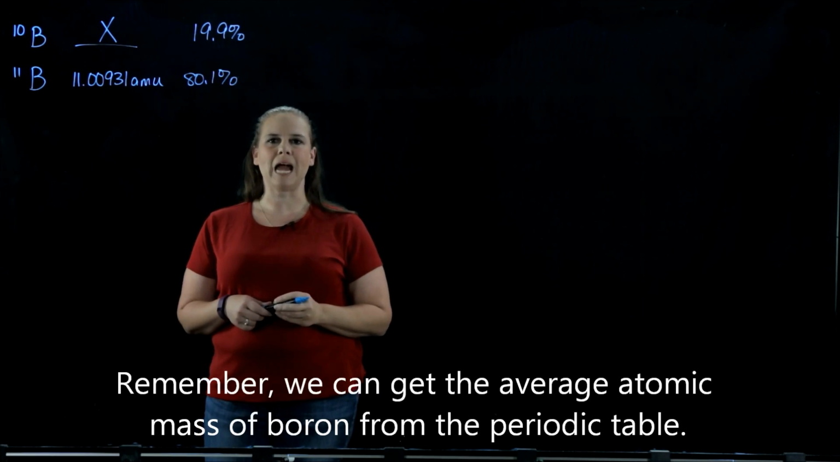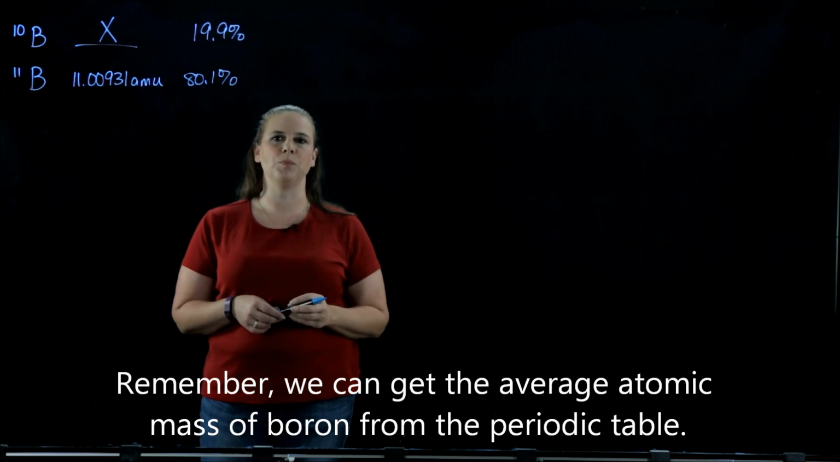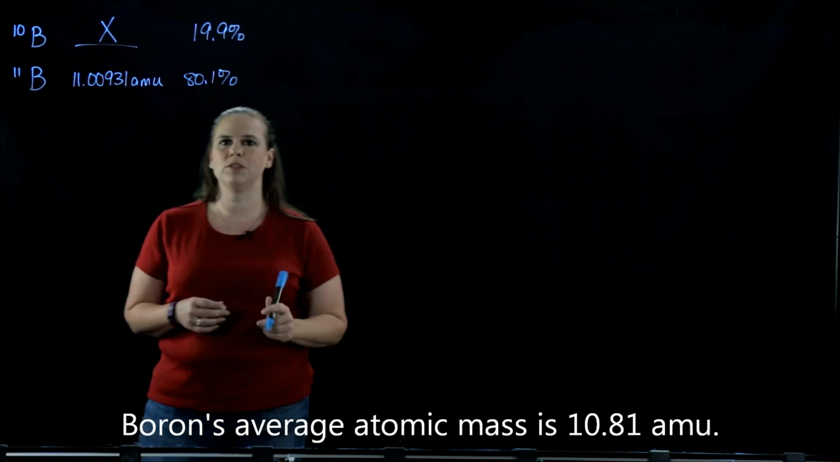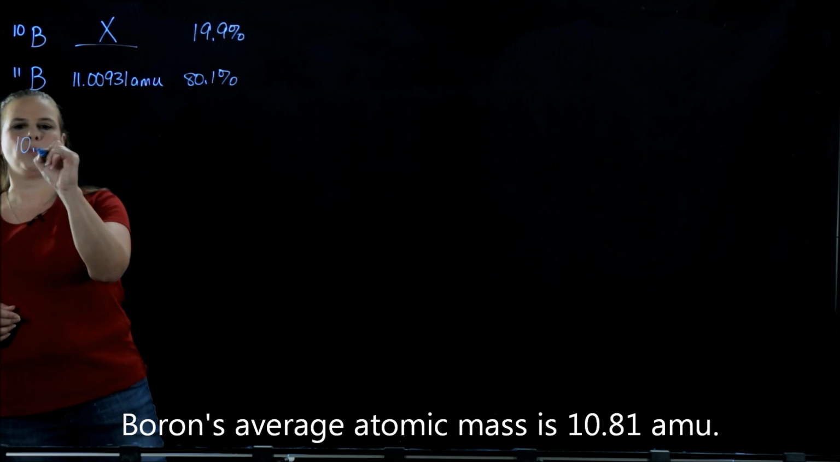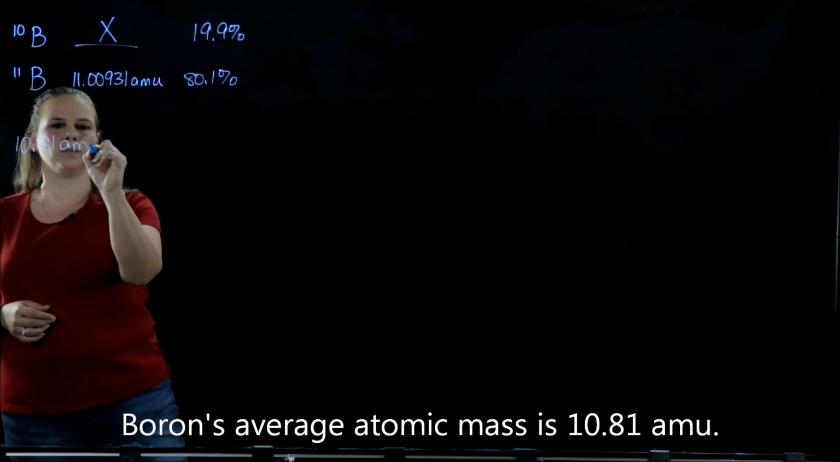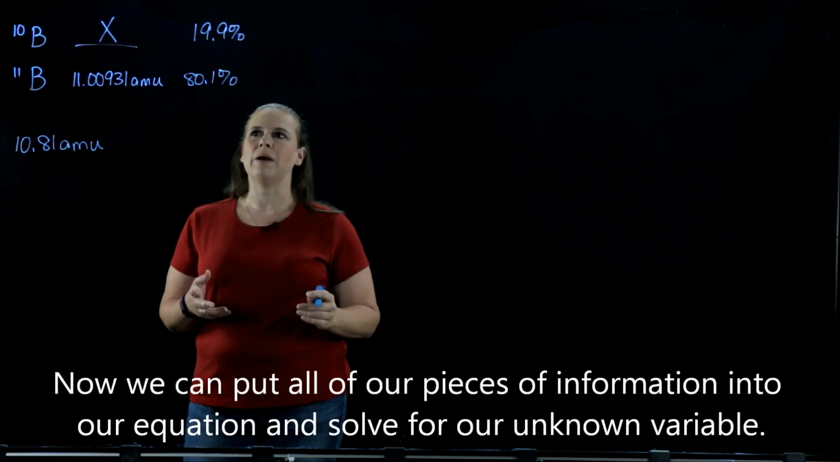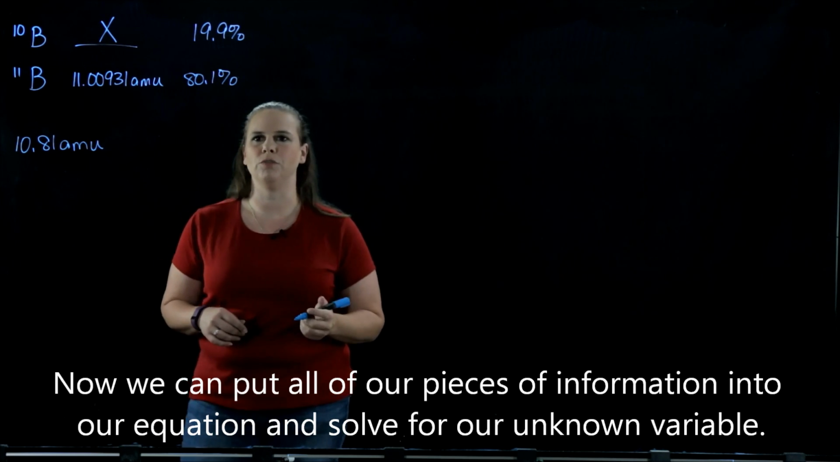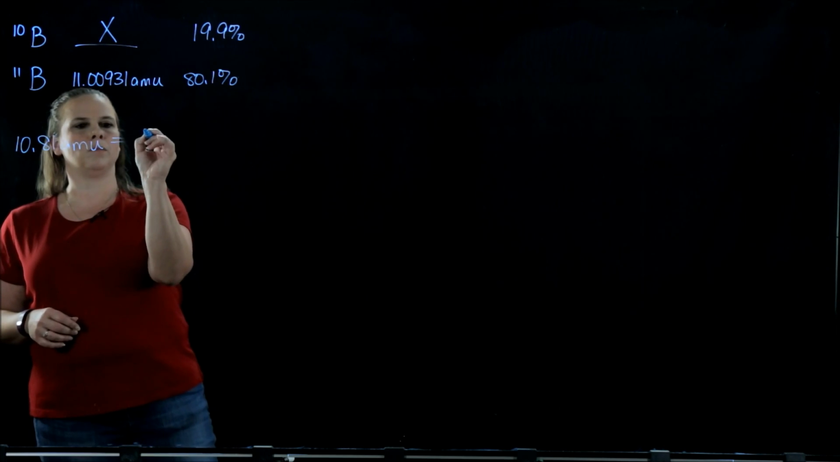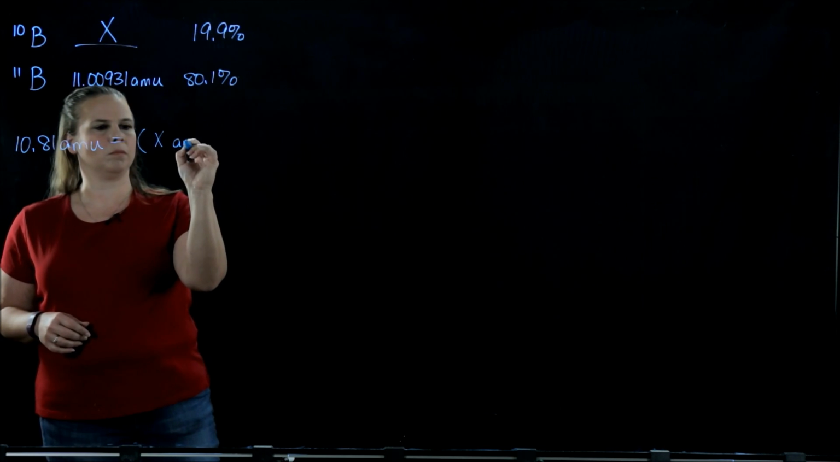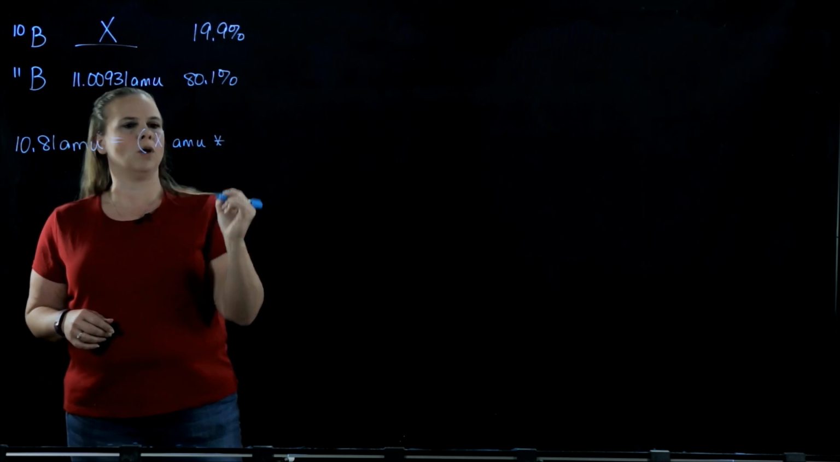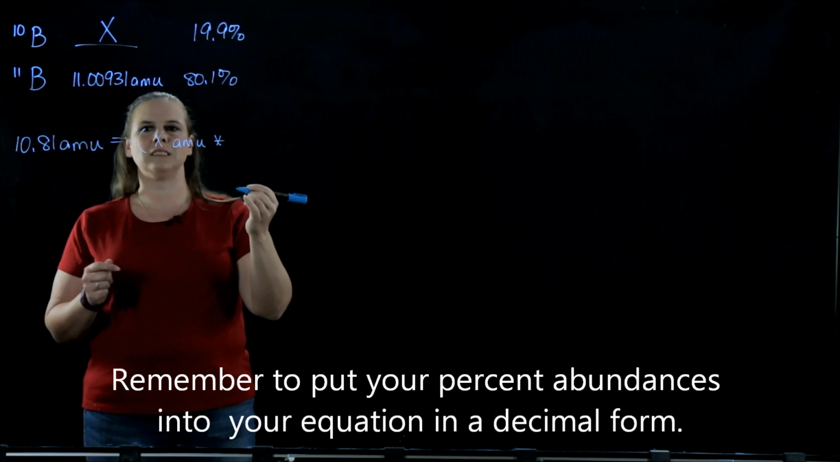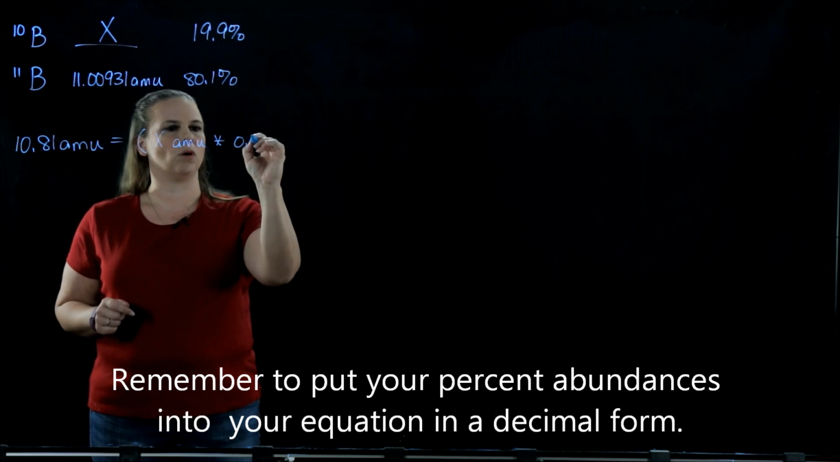Remember, we can get the average atomic mass of boron from the periodic table. Boron's average atomic mass is 10.81 AMU. Now we can put all of our pieces of information into our equation and solve for our unknown variable. Remember to put your percent abundances into your equation in a decimal form.